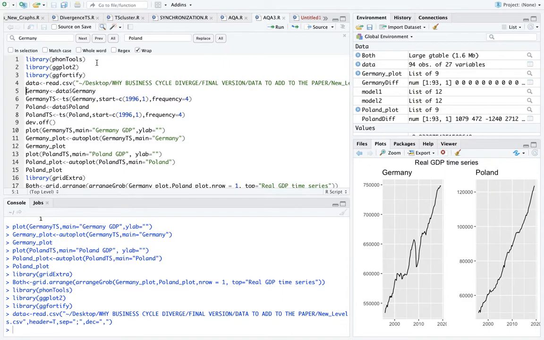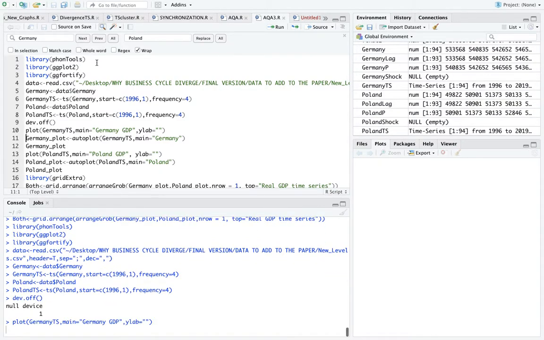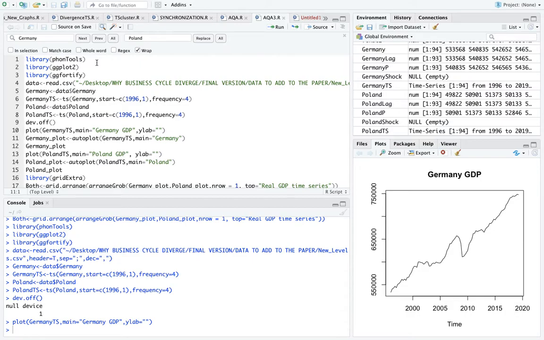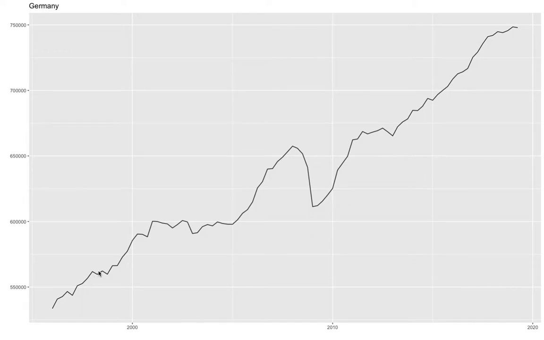Okay, first, let's see quarterly real GDP of Germany from 1996 till 2019. And so here you see the graph, but I'm gonna use actually this one because it's much nicer. And what do we see over here? Look, we generally see that the GDP has been increasing, which is not a surprise.